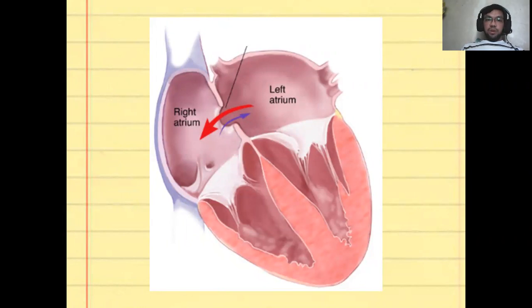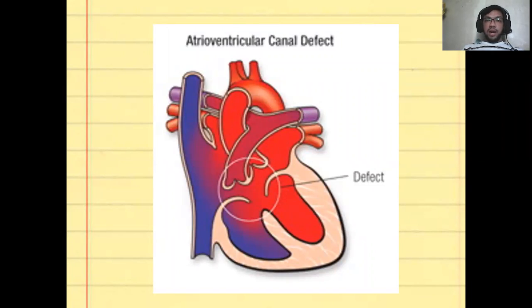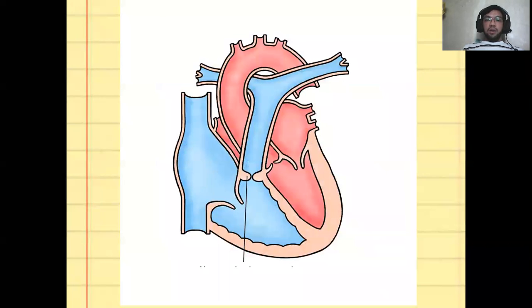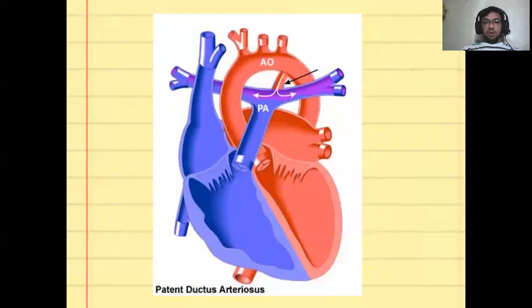So this one, this is ASD, this is atrioventricular canal defect. This is aortic stenosis. This one is VSD, of course. This one is patent ductus arteriosus.